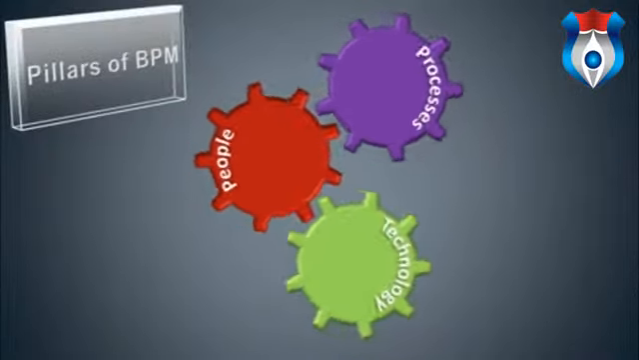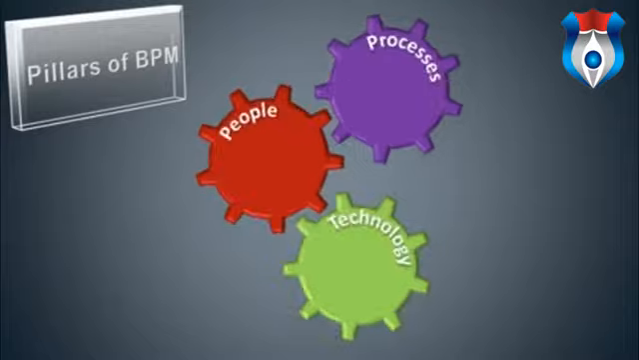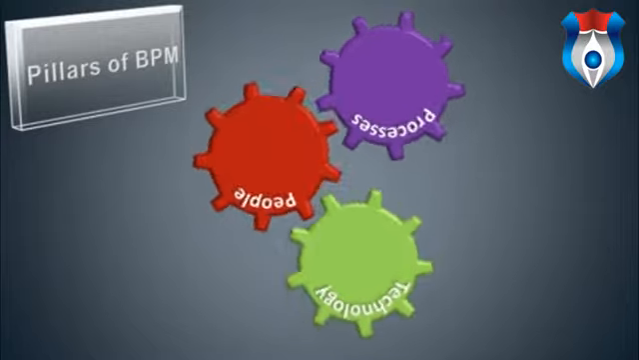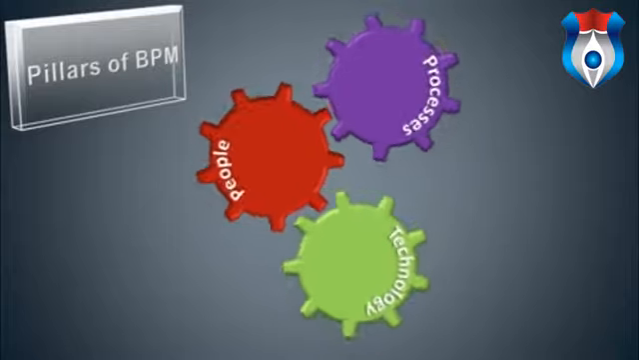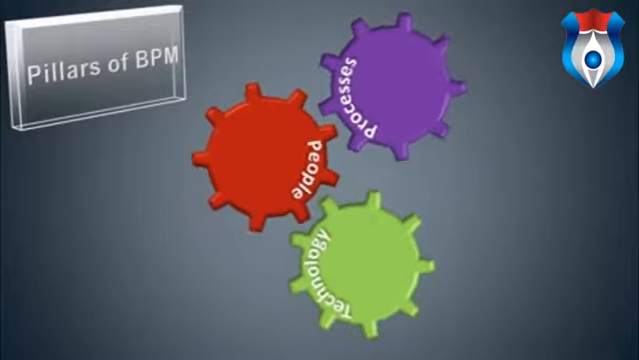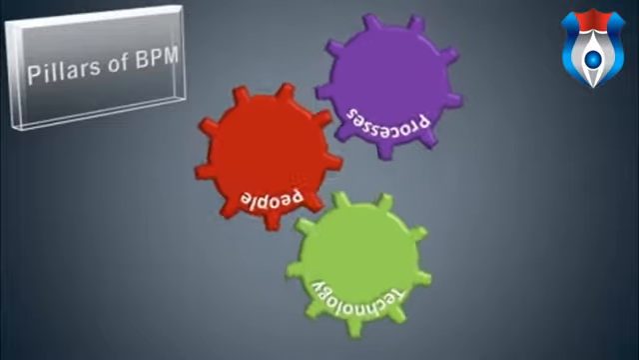The three pillars of BPM are technology, people, and processes. All three aspects need to work for a BPM project to be a success. The business process needs to be fit for purpose and actually satisfy the demands of all the stakeholders. The people aspect also needs to work.